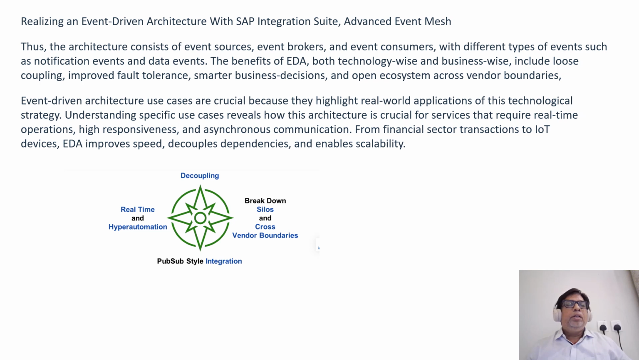And here, realizing event-driven architecture is with SAP Integration Suite and Advanced Event Mesh. Generally, here we are discussing how this decoupling is happening. The architecture consists of the main event sources, the brokers, and the consumers, and different types of events such as notification events and data events.